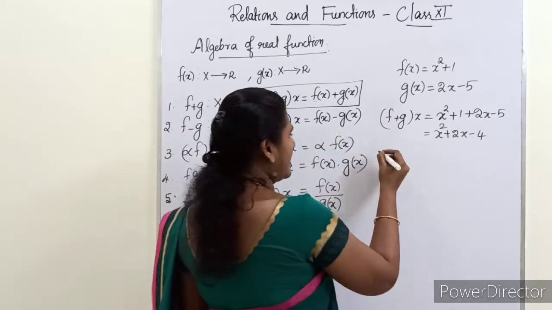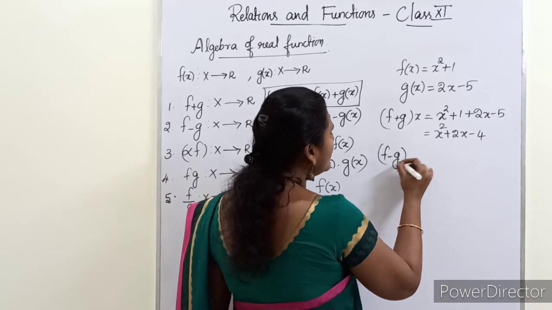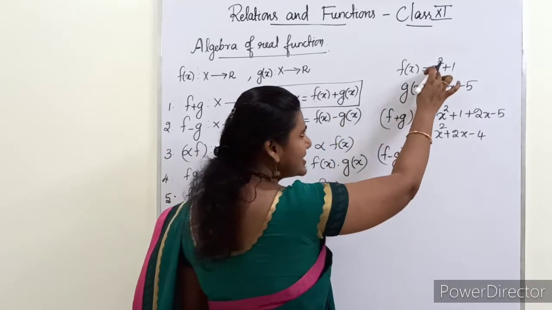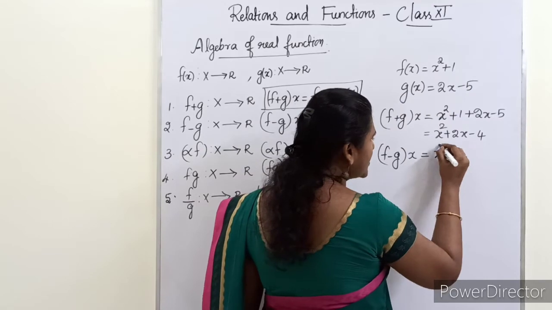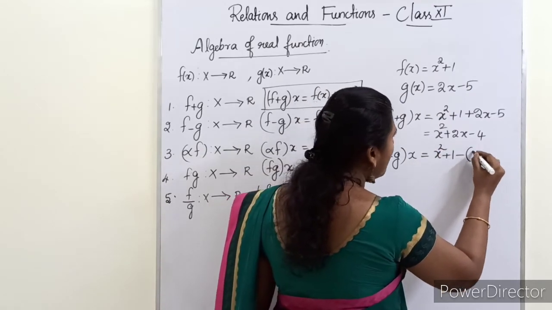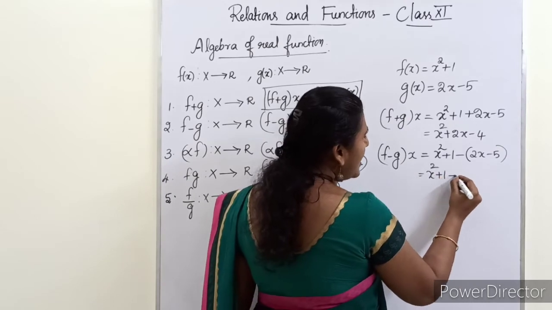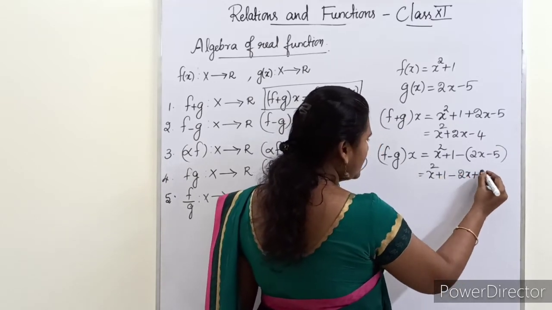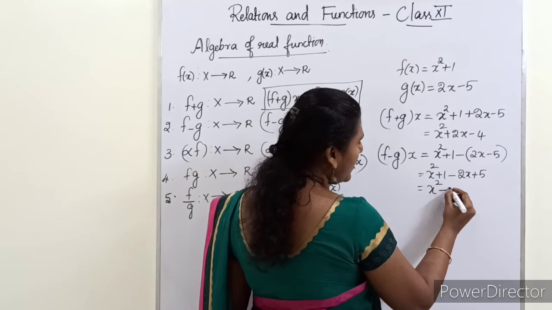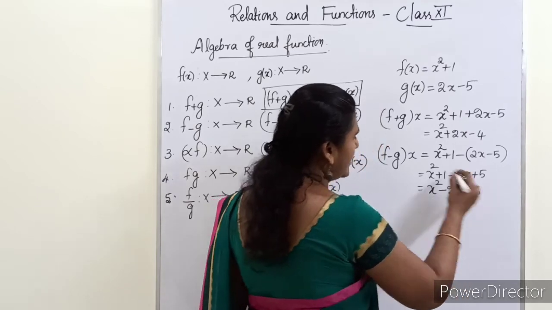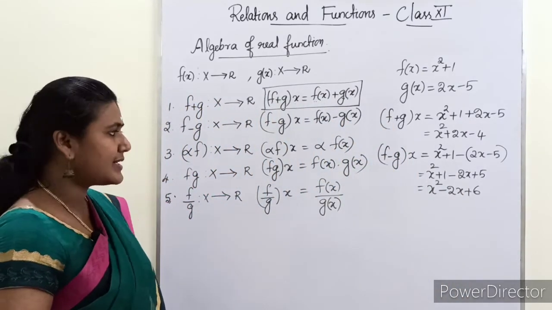Now subtraction, (f minus g)(x). How to find it? You just subtract these two real functions, that is x square plus 1 minus (2x minus 5). That is x square plus 1 minus 2x plus 5. We simplify this to x square minus 2x plus 6. This is how you have to subtract the functions.